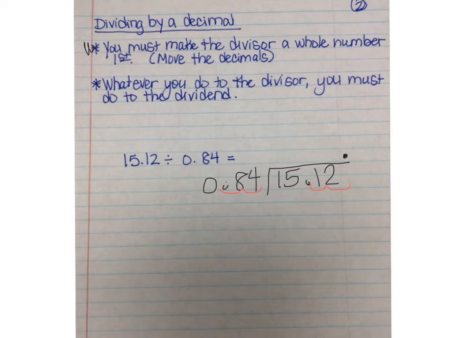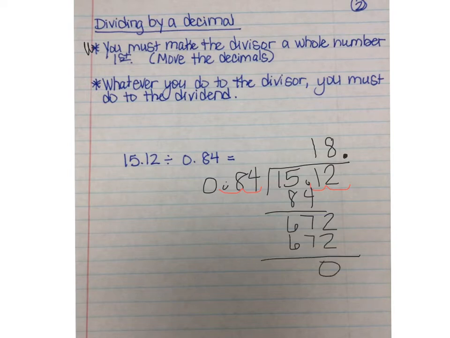So 84 goes into 151 one time. It's 84. And then we'll subtract and we get 67. We'll bring down the 2. We have 672. And very conveniently, 84 goes into 672 8 times. So 8 times 84 is 672. And we're left with 0. So our answer is just plain old 18. You do not need to have the decimal point in your answer if it comes at the end. You can just do an 18. Okay? All right, we're moving on to our next example.